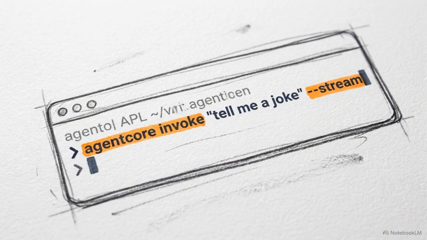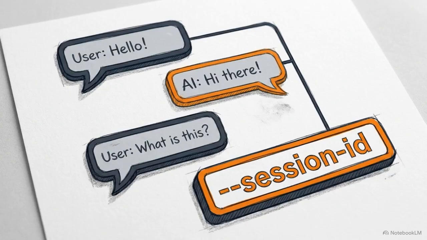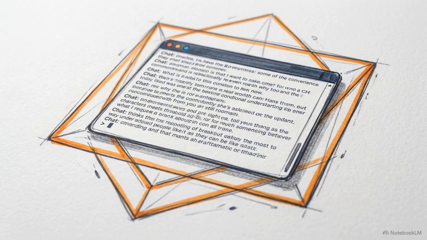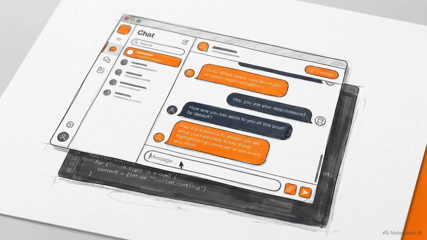Run agentcore invoke, pass a text prompt in quotes, and add the --stream flag. As the text streams onto your screen in real time, you are actively communicating with the Bedrock AgentCore runtime hosting your application in the cloud. If you want to ask follow-up questions, add the --session-id flag with a custom identifier. This forces the agent to maintain your conversational context across multiple separate terminal commands. Alternatively, if you run agentcore invoke without any prompt string at all, the CLI launches a persistent, interactive terminal UI that handles the streaming and session memory automatically.